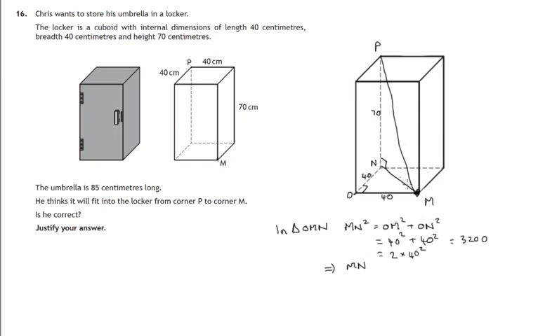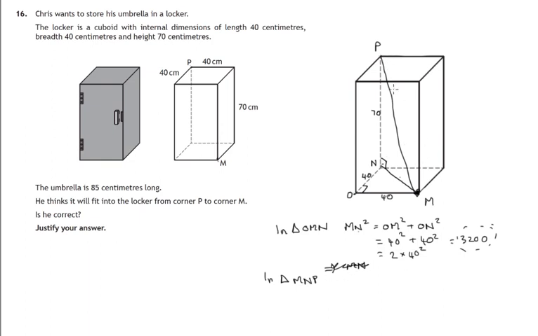Do we need to work out what MN is? No, because if we're using Pythagoras in this larger, vertical triangle, we'll need to be squaring MN, which we've now got. It's 3,200. So let's go straight to triangle MNP. So we didn't need that.